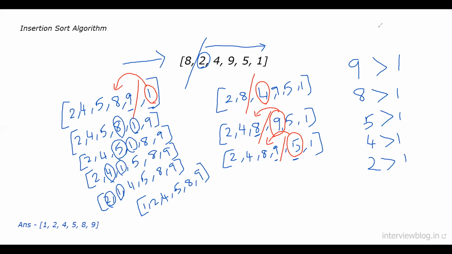Now, since we have traversed the entire array and we have inserted all the elements into the tentatively sorted list, it means that we have completed our insertion sort algorithm, and the final array that we get after inserting all these elements is our answer. So this is our insertion sort algorithm. So hope you understood the problem. Let us now analyze the complexity of our solution.